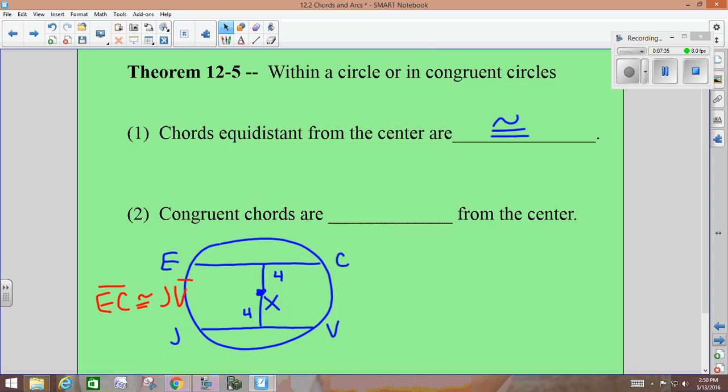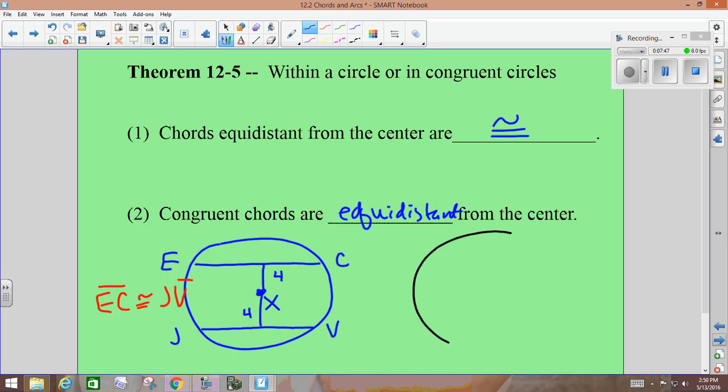The second part says that congruent chords are equidistant from the center. Ooh, that's a big circle. Here's circle P. Here's chord CH.